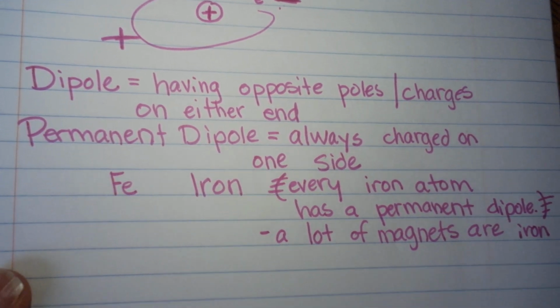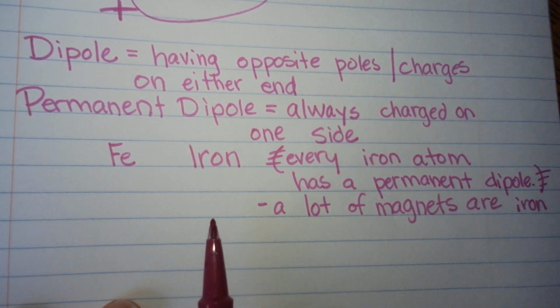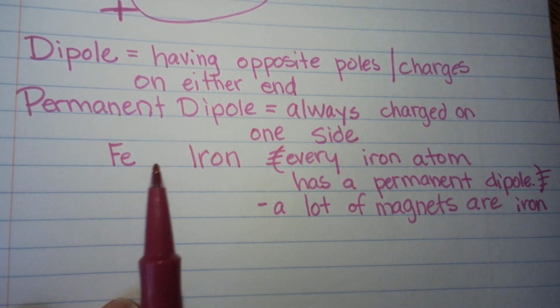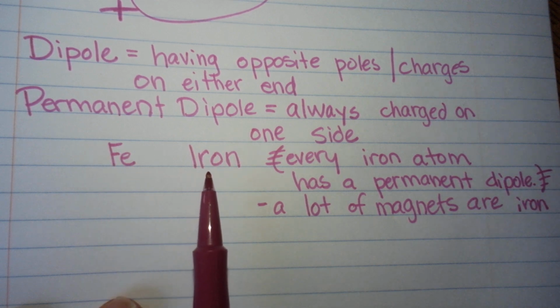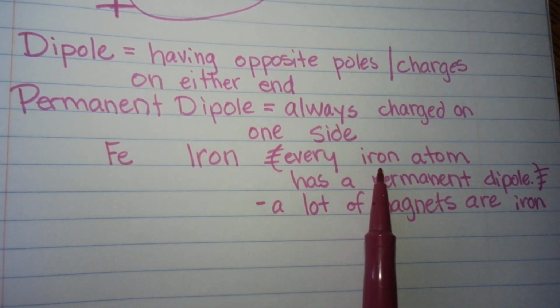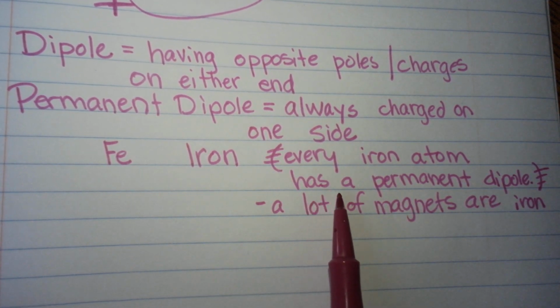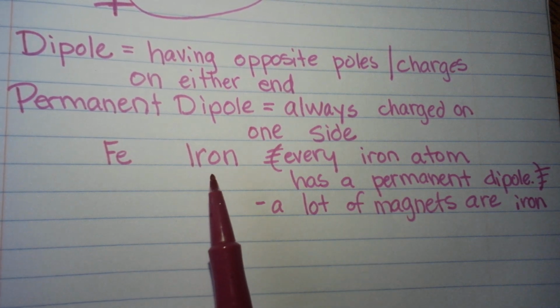You guys probably have cast iron pans in your house that are not magnetic. You probably have paper clips, maybe some other things, I don't know, iron things that are not magnetic. But every iron atom has a permanent dipole, and a lot of them make magnets.